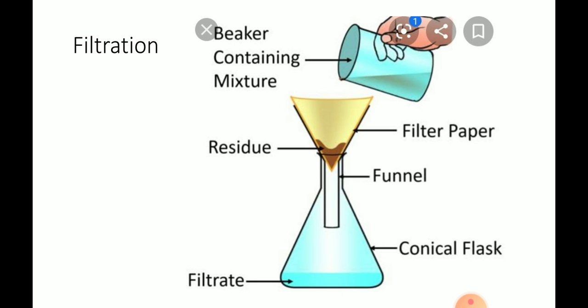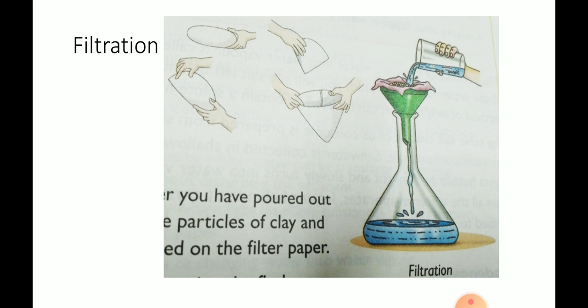So for this activity we need a bottle and we need a filter paper. Take a circular filter paper, fold it in the shape of a cone and put it in a funnel. If we don't have a funnel, we can take a bottle and place the funnel on the mouth of a container such as a conical flask and pour the decanted water slowly onto the filter paper.